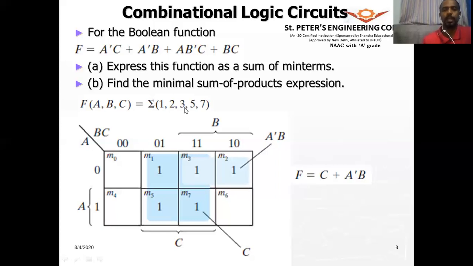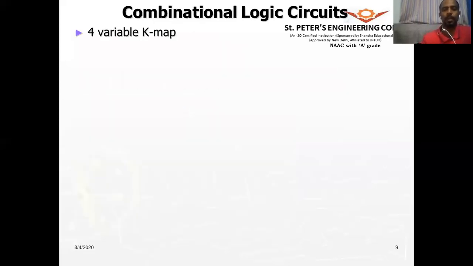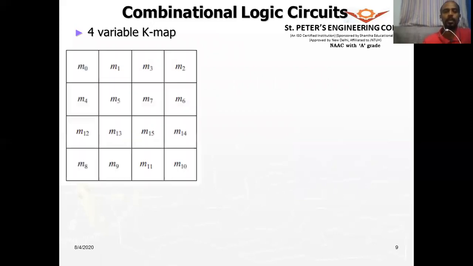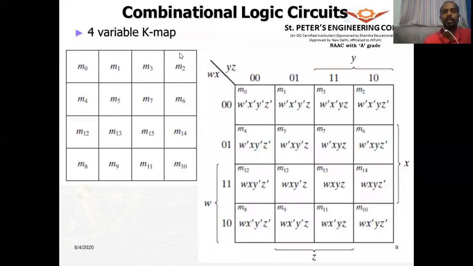Okay. So next, let us look into a 4-variable K-map. When we have 4 variables, how does the K-map look? This is how it looks. So you have M0, M1, M2, M3, M4, M5, M6, M7, 8, 9, 10, 11, 12, 13, 14, 15. So you have a total of 16 squares. So how do we write that? W, X, Y, Z, they are the 4 variables. W is the most significant and Z is the least significant. So they will have 00, 01, 11 and 10 combinations.